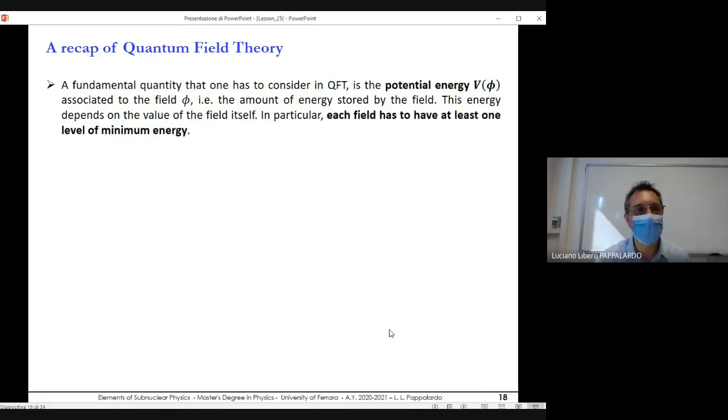Now, there is something that I didn't tell you at the time, and I will tell you now. It is another fundamental quantity that we have to take into account in quantum field theory, that is the potential energy of the field. So, in other words, the amount of energy which is stored in the field. We call this V(phi). This energy is a function of the value of the field itself, you see here, okay? And in particular, it turns out that each field has to have at least one level of minimum energy, the ground state, if you like.